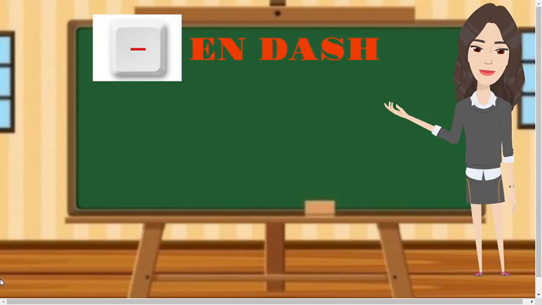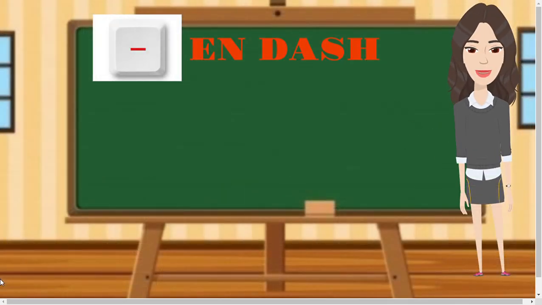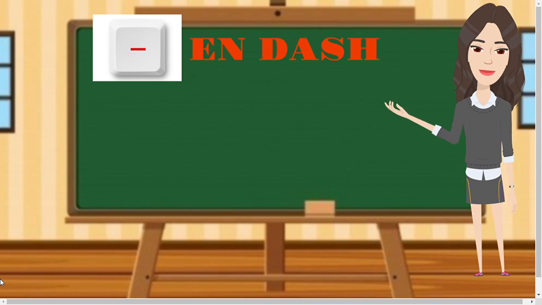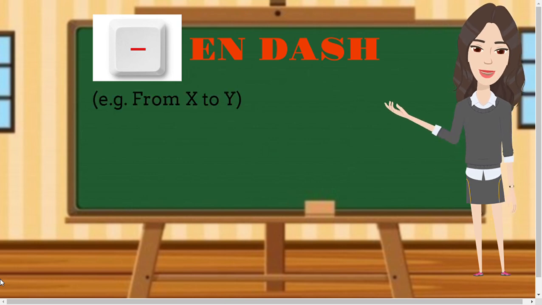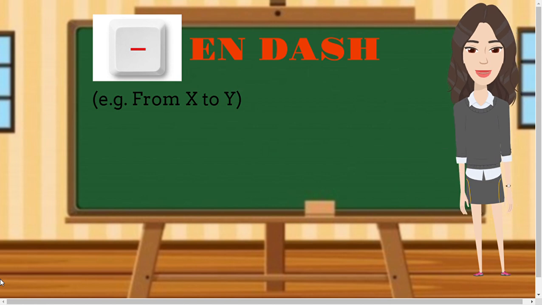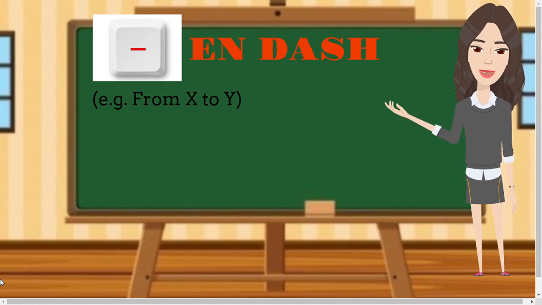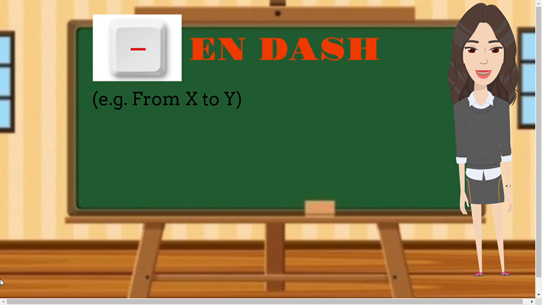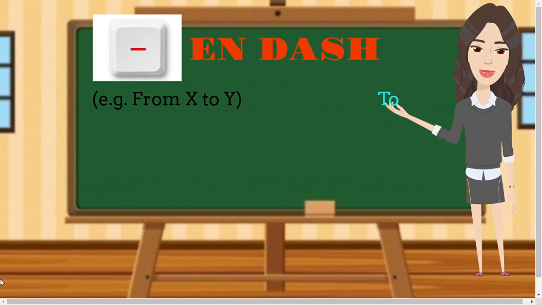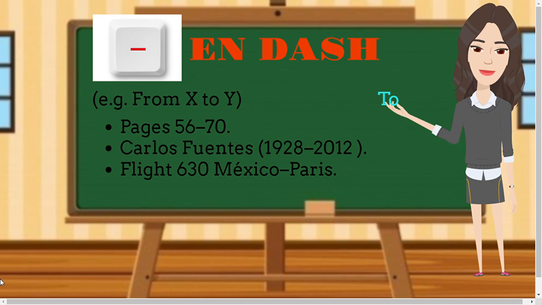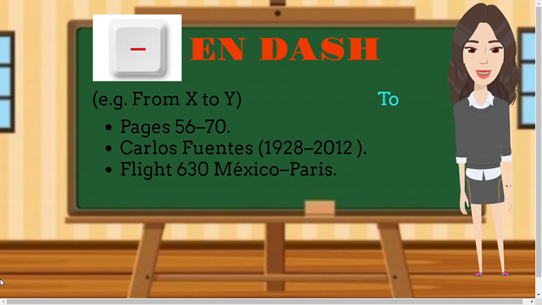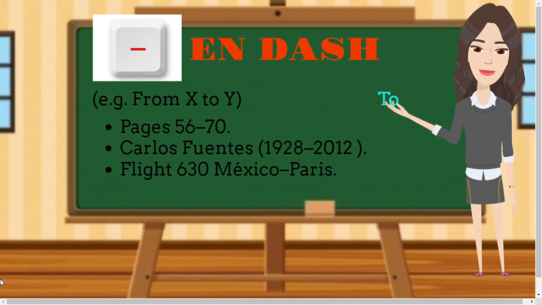And the dash. It is used to indicate a range or range of values. For example, from X to Y, and the preceding and following spaces are omitted. If you're not sure whether or not you should use it, you can replace it with the preposition "to." Let's see some examples. Pages 56 to 70. Carlos Fuentes, 1928 to 2012.